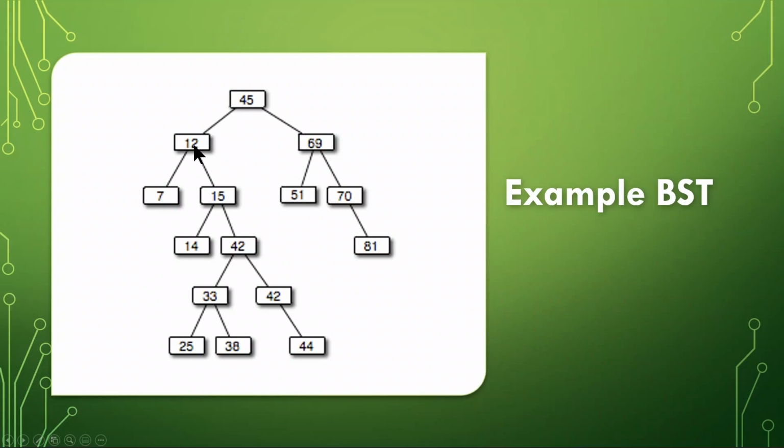But what you also have is, if we look at this subtree rooted at 12, all of the nodes below here, down to the leaves of 25, 38, and 44, are values that are smaller than 45. And the same thing going for 69: all the values past here are also greater than 45.